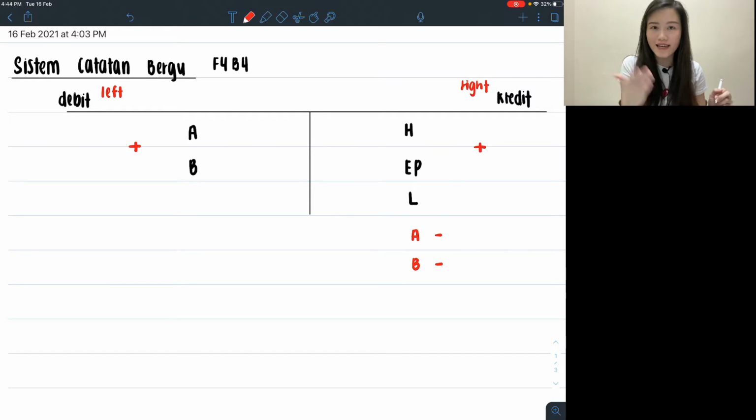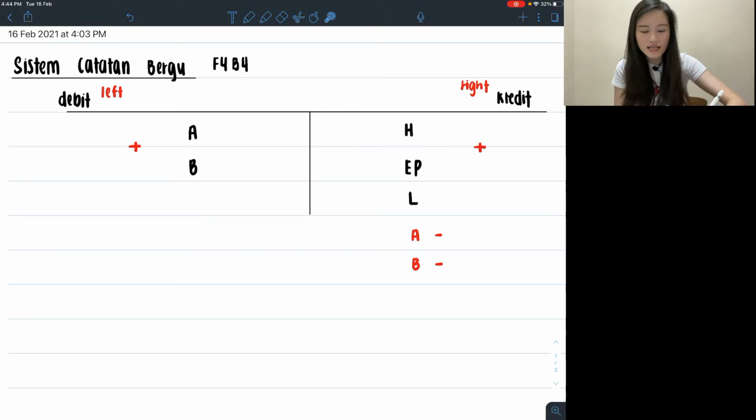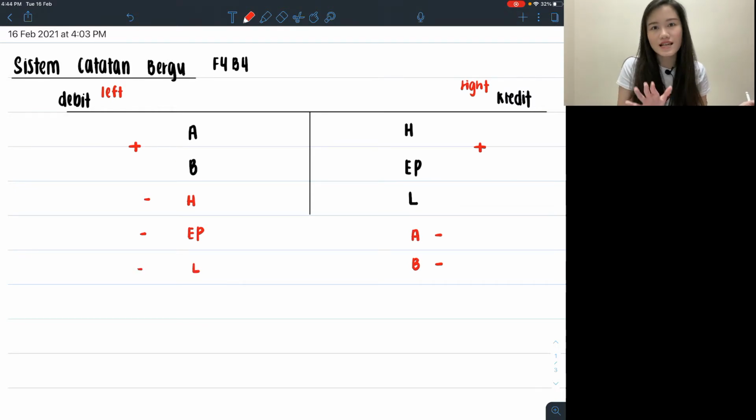Okay, so let's try again. What about for hasil, EP dan liability? Same case. If their original position is on the credit side, if you want to add them, of course you put back on the credit side. But if you want to minus them, then it will go reverse into the debit side. Minus hasil, put on debit, minus EP, debit as well, and minus liability also on the debit side. So this is how your Sistem Catatan Bergu works. This is the first thing, okay? The plus and the minus.